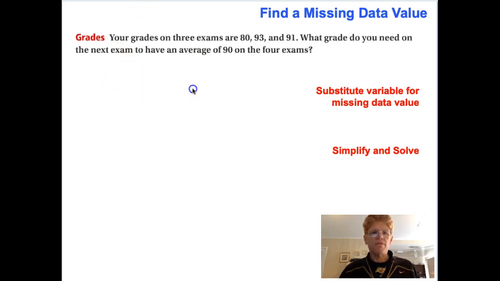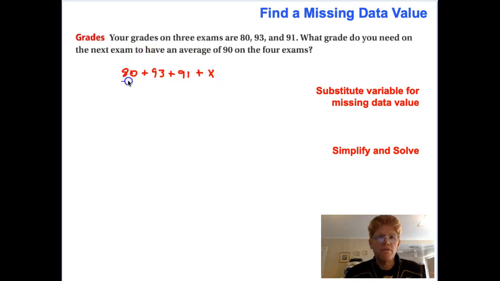Go ahead and do that for this particular problem. We'll take 80 plus 93 plus 91 plus a 4th score that we don't know what it is. So we'll use a variable to replace that, so we'll add in an x there. And since there are 4 scores, we'll go ahead and divide by 4. Now, we're going to solve for x because we know that the average is 90. That's supposed to be equal to 90.